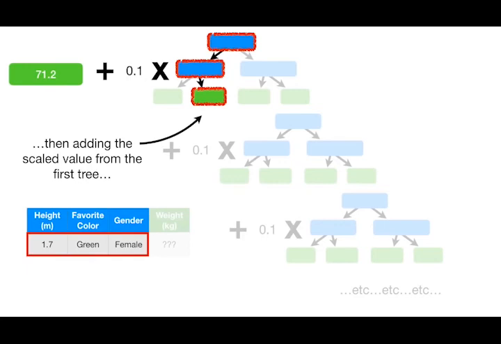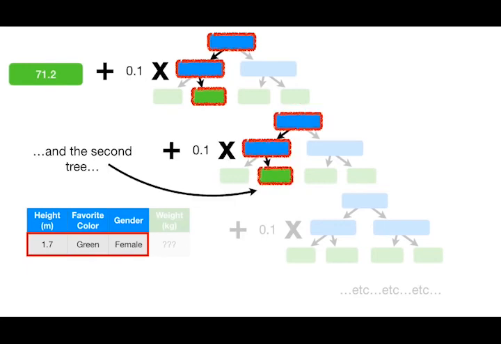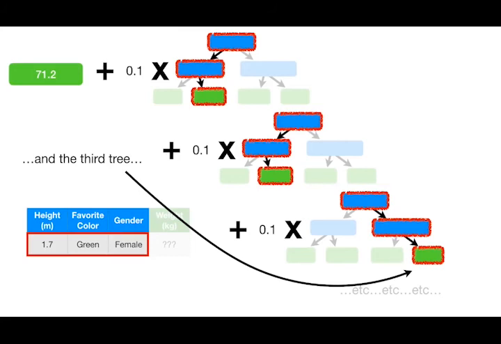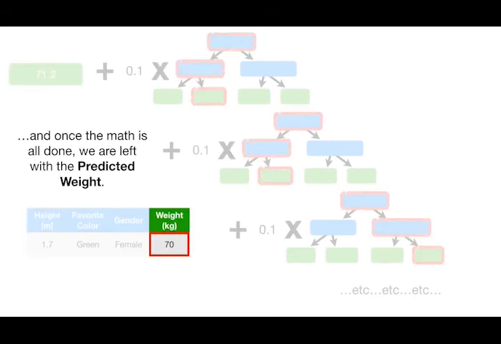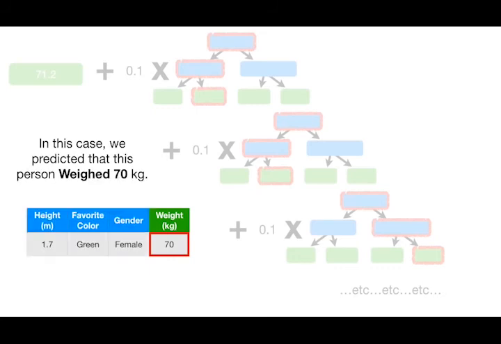the scaled value from the first tree, and the second tree, and the third tree, etc., etc., etc. And once the math is all done, we are left with the predicted weight. In this case, we predicted that this person weighed 70 kilograms.